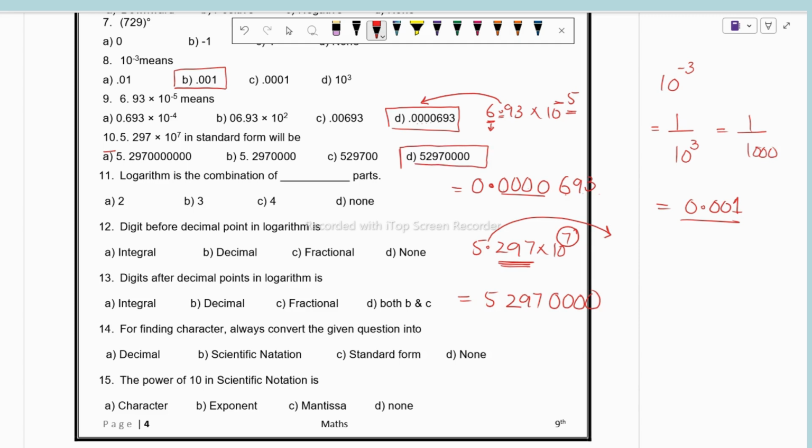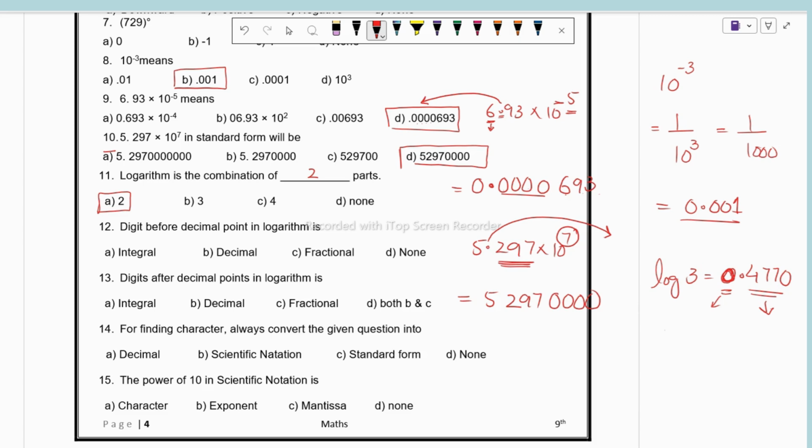MCQ number 11: the logarithm is a combination of two parts. We know that every log has two parts: one is called the characteristic and the other is called the mantissa. Let's suppose that the log of 3 is 0.4770. Then you can see here there are two portions. One is the whole number and the other is the decimal part. That whole number is called the characteristic, whereas this decimal portion is called the mantissa. So option A is correct.